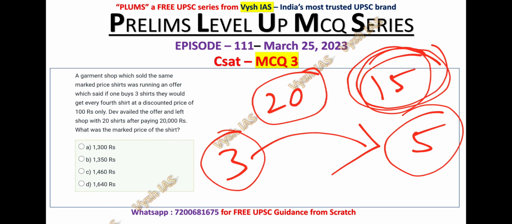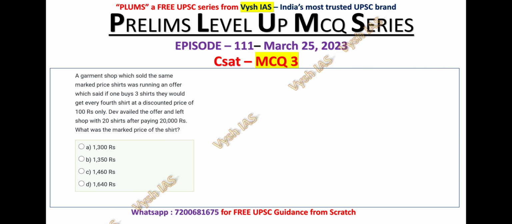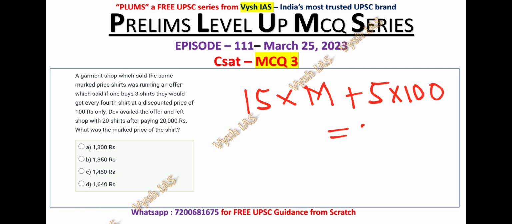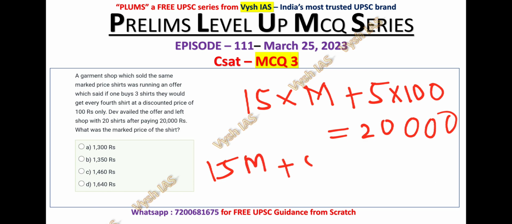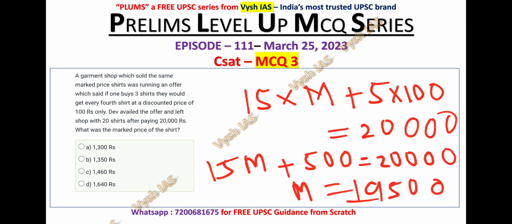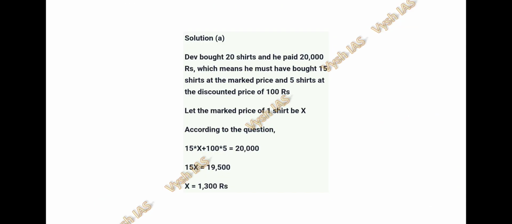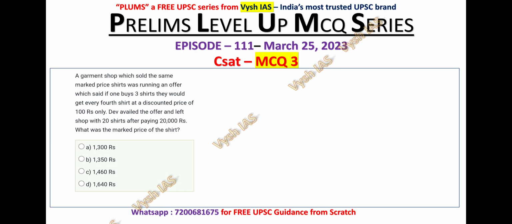Let's take the marked price as M. 15 shirts into M, plus the other 5 shirts at 100 rupees, is totally 20,000 rupees. So 15M plus 500 is equal to 20,000. 20,000 minus 500 is 19,500. So M is 19,500 by 15. If you calculate this, you will get the correct answer. 19,500 by 15 is 1300. So 1300 is the correct answer for question number 3.